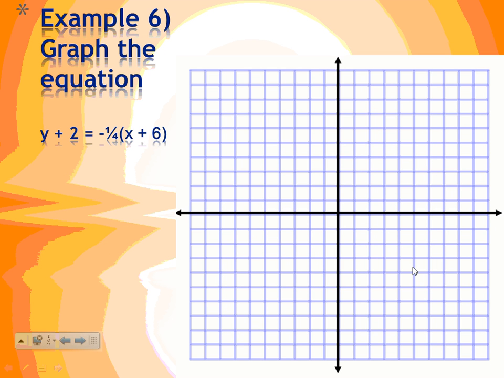Okay? All right, you try this one. Graph it for me. What direction should your line be going in? Down. Why down, Levi? Because it's a negative slope.